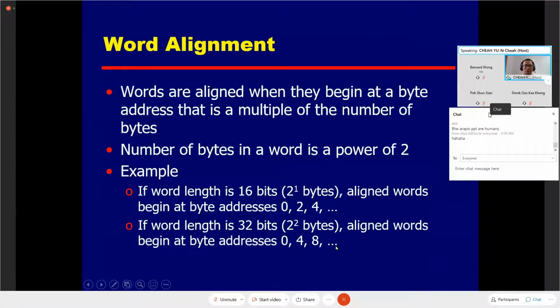Well, we are pretty slow. Let me see. Word alignment. Okay, let's finish this word alignment thing. Do a little bit of chat and then we can do a short break.